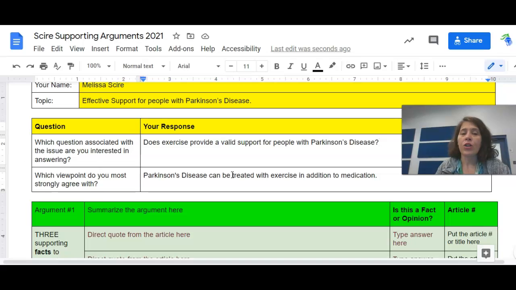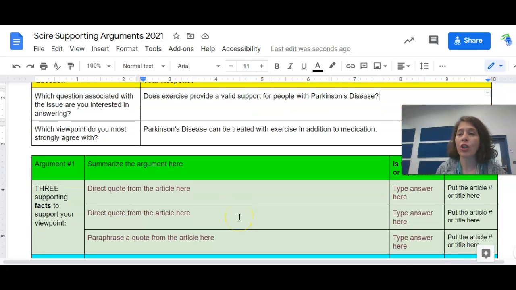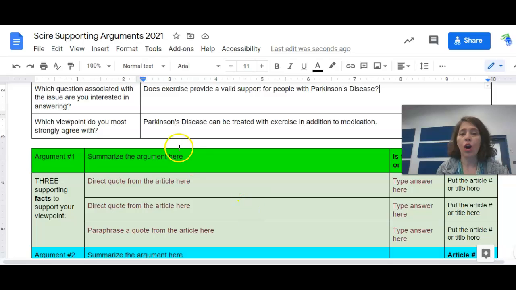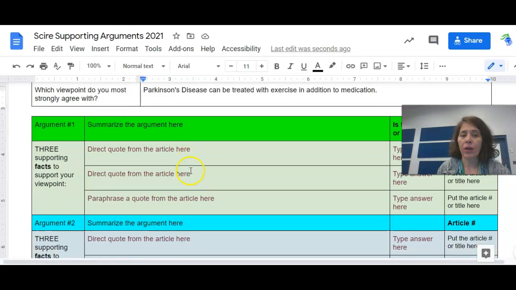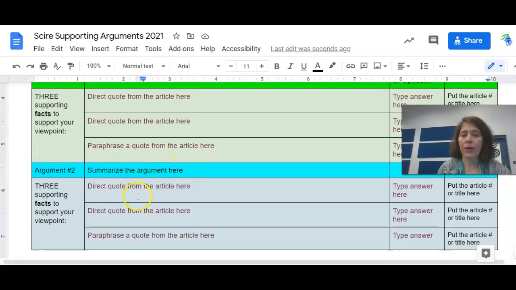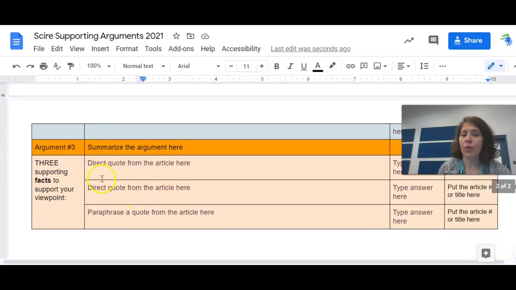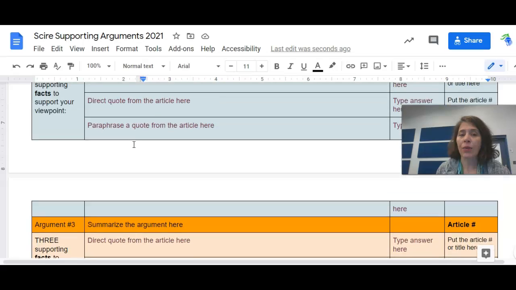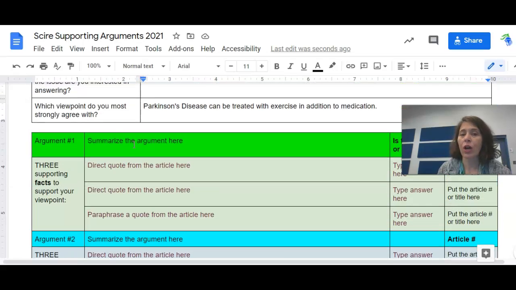Now, you have all of your cards in front of you and you've read all of your articles and you've selected your side. So I want to prove that Parkinson's disease can be treated with exercise in addition to medication. And I have to have 3 arguments to support that. So argument 1 will go here. Argument 2 will go here. Argument 3 will go here. And for each of my arguments, I'm going to have to include a quote from the article.